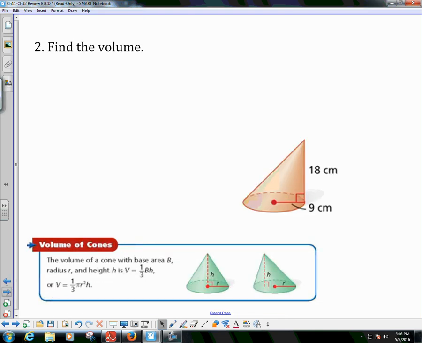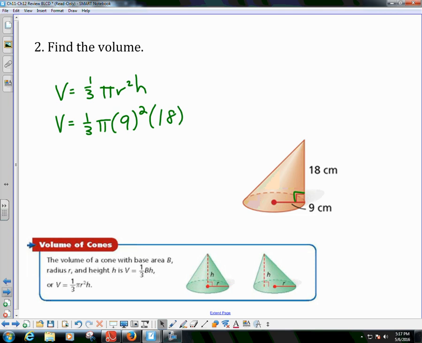Find the volume. This time I've got a cone. I know that the volume of my cone given to me is 1/3 pi r squared, the area of the base is pi r squared, times the height. It is important that when we're finding the height, we're using the perpendicular measure. So my radius is 9, 1/3 pi 9 squared times 18. I'm just going to rearrange this before I go to my calculator. So 9, and I'm going to simplify a little bit. 1/3 times 81 times 18, and I'm not going to forget my pi.